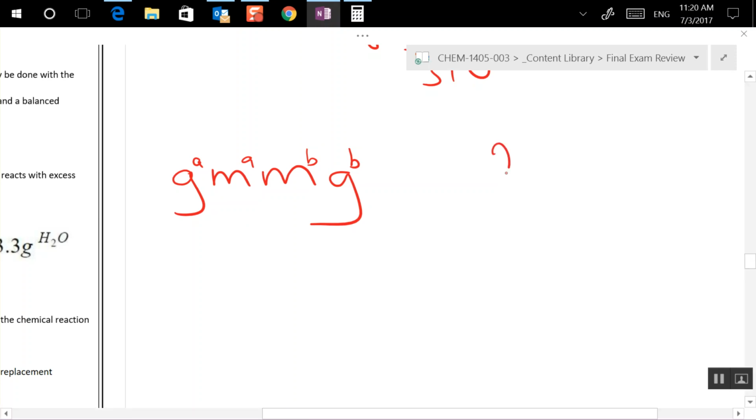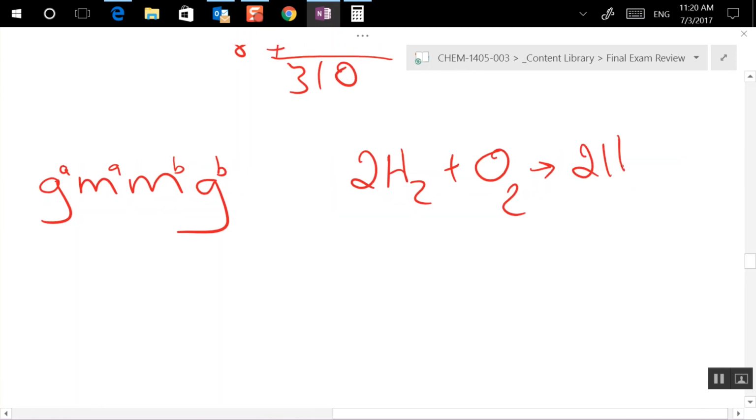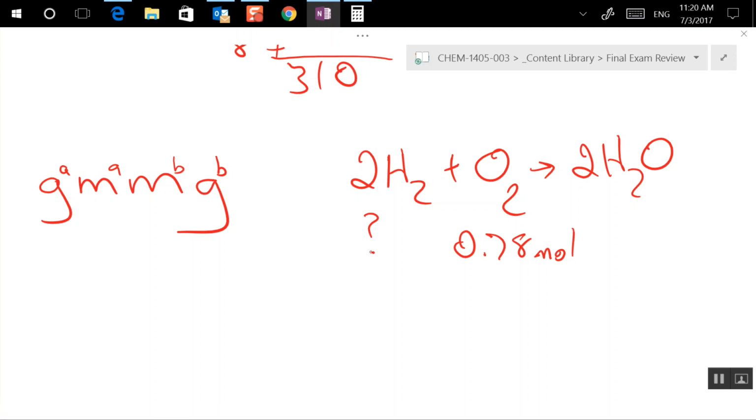So let's say this is your 2H2 plus O2 produces 2H2O. Let's say you start out with 0.78 moles of O2. Okay? And you want to find how much hydrogen will react with that. Now I need to specify what unit of hydrogen I'm looking for. So if it was moles of hydrogen I was looking for, then coming back to this guide, where would I start?